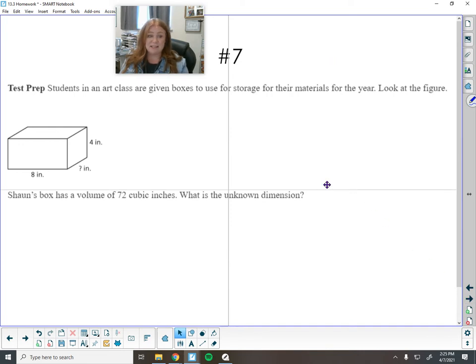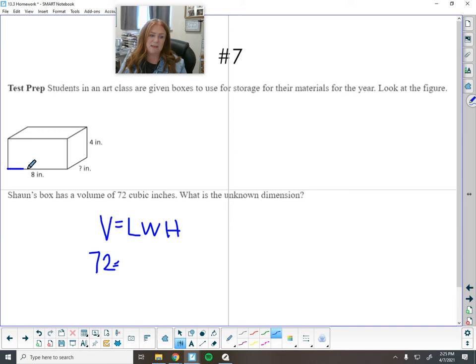Okay, number 7 says that the students in an art class are given boxes to use for storage for their materials for the year. Look at this figure. 8 by something by 4, and the total is 72. So this is going to be way easier than the last one. So our volume is length times width times height. So we know the volume is 72. The length is 8. We don't know this depth here, the width. And we know the height is 4.